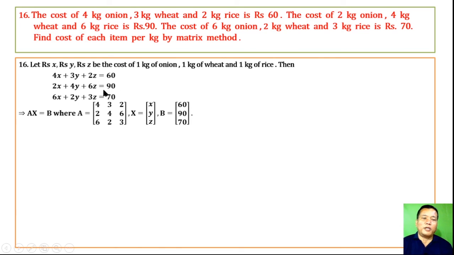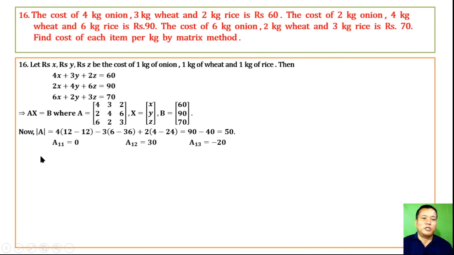This system of linear equations in 3 variables can be written in matrix form as this, where A is equal to this, X is the column matrix formed by unknowns and B is the column matrix formed by constants. Now determinant of A, expanding in the first row we get 50, which does not equal 0. Now A11 is 0, A12 is 30, A13 is minus 20, A21 is minus 5, A22 is 0, A23 is 10. A31 is 10, A32 is minus 20, A33 is 10.